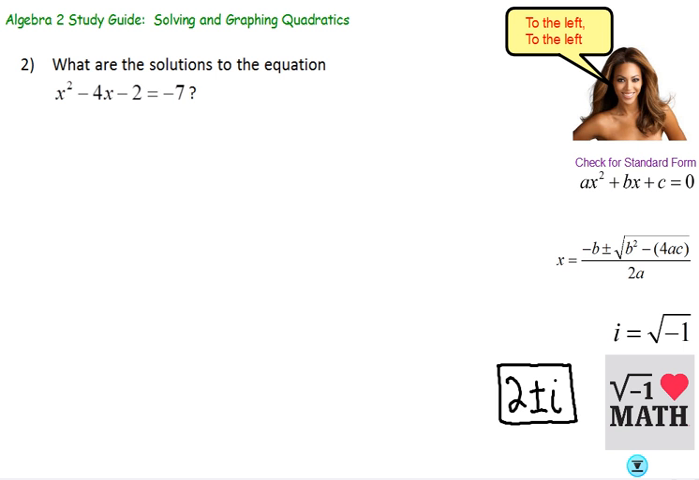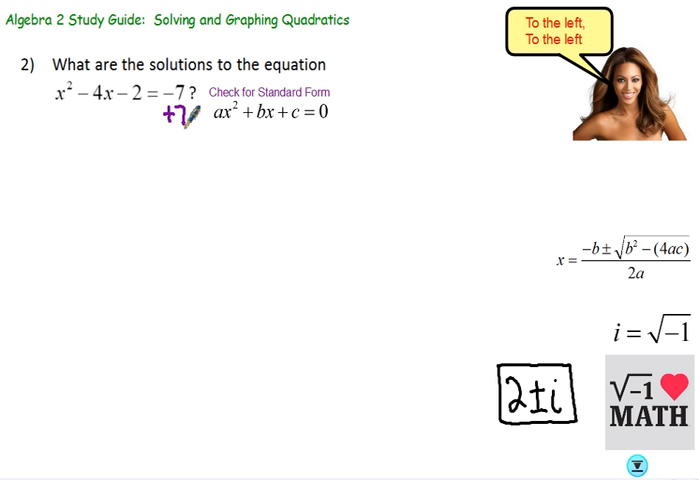So we're wanting to see, okay, is this in standard form? This is not. It's very similar to the last problem. So I've got a -7 that I've got to move over. The opposite would be to add 7, so let's add 7 to both sides. Those cancel, and then I've got x squared minus 4x plus 5, and that's equal to 0.